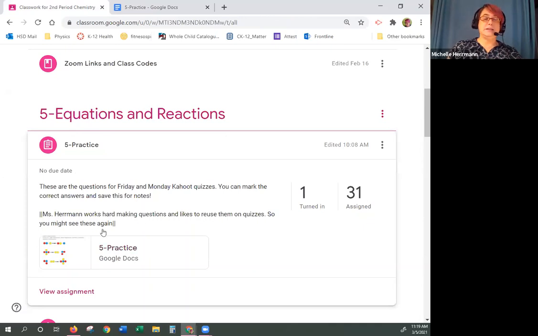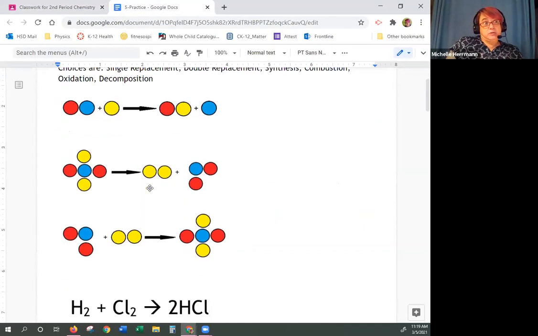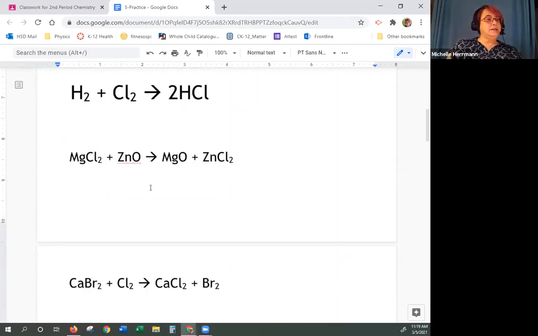So you might see these again, and might is a very hard might. You're probably going to see at least a few. So you might see them on a quiz again. So for next week's quiz, you probably want to have good notes.